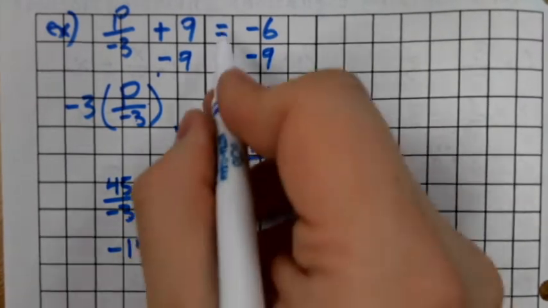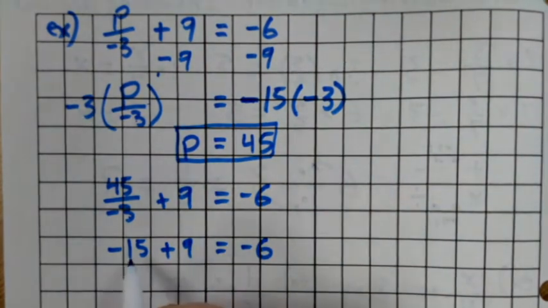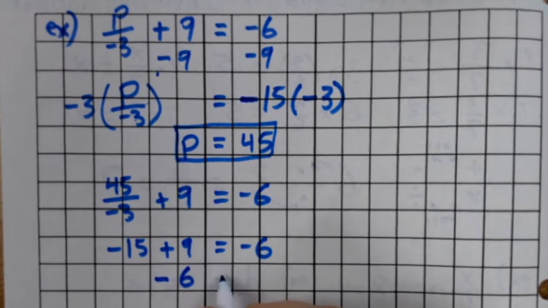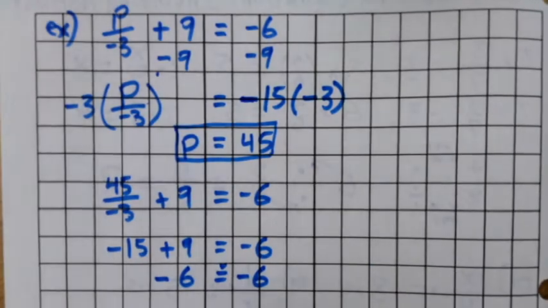Next line, notice I'm keeping my equal signs all lined up. Negative 15, positive 9. 15 is a greater absolute value than 9, so it's the sign that we keep. It's going to be negative, and 15 and 9 are different by 6. Negative 6 equals negative 6. It is verified. Check mark.